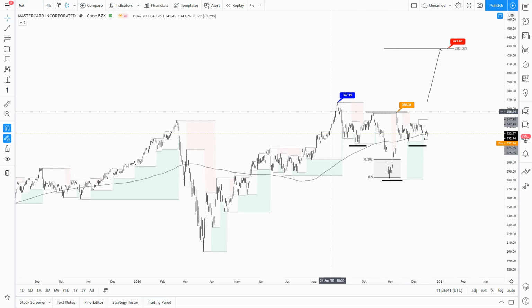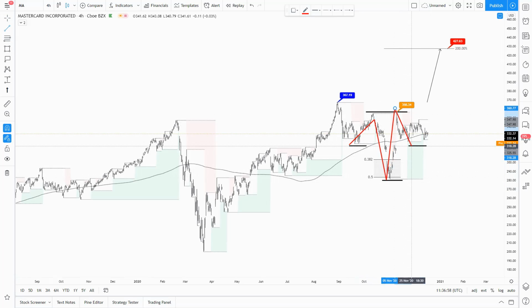We tend to not consider the inverted head and shoulders as a trend continuation event. So usually we tend to search for those as a reversal behavior, but it's not the first time, it will not be the last one.